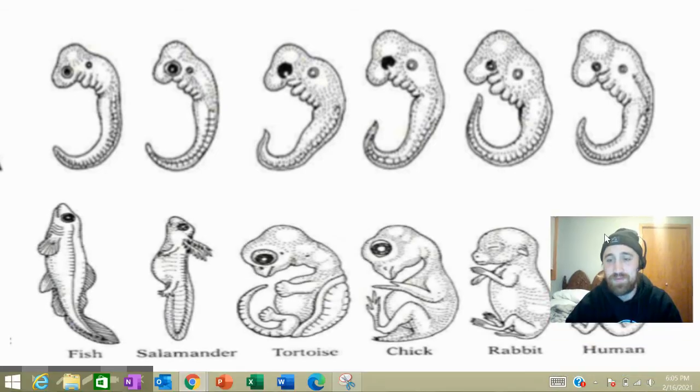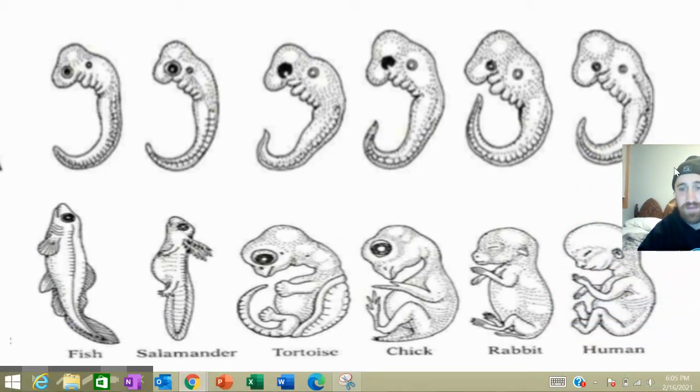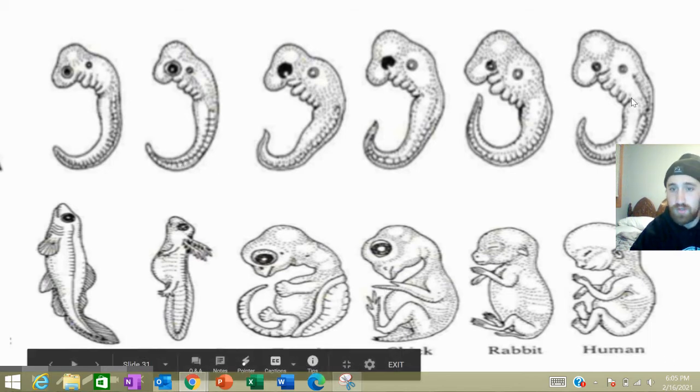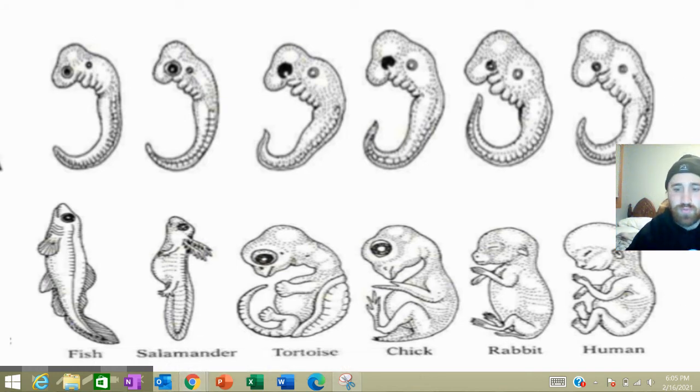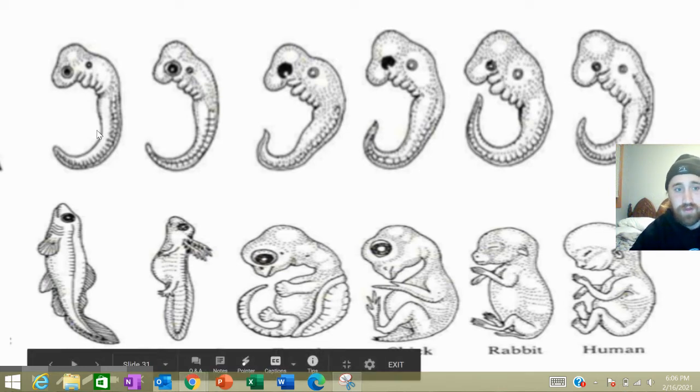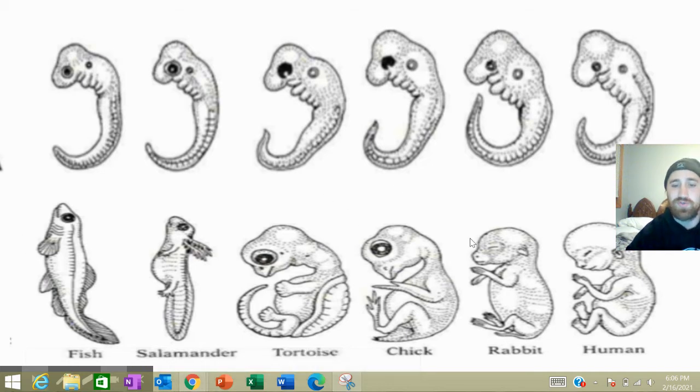And now we have what they actually end up becoming. Okay, so these are real life photos. So this is a fish embryo, salamander embryo, tortoise, chick, rabbit, human, and these are their embryo stages. As you can see, their embryos are really, really similar, but their adult stages are very different. So as they develop, they become different. We have most undeveloped and then most developed. We start seeing these noticeable differences and actually start seeing these changes. Okay, that is the idea of embryology.